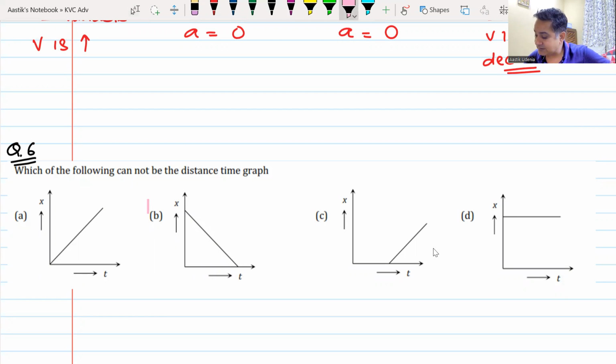Yes, that is the correct answer. Option B is not possible. Why is this the correct answer? Because distance cannot decrease.